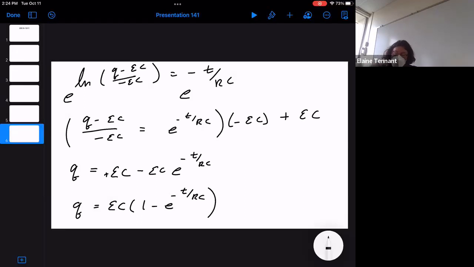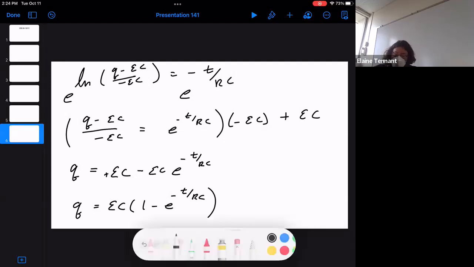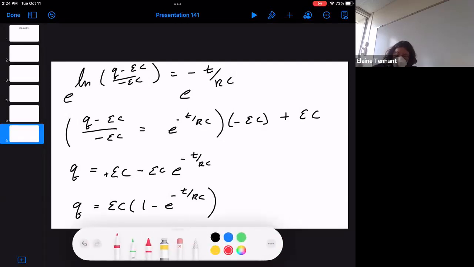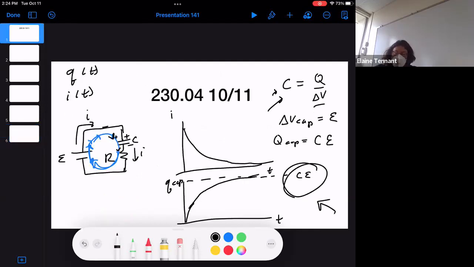If that makes sense, let's start looking at this equation and talking about what each part means. So for example, the battery voltage times the capacitance. We ran into that earlier, right? Back on the first slide, the battery voltage times the capacitance was the maximum charge that we were going to hit. So that EC, what you might want to say is the Q max. Sound okay?